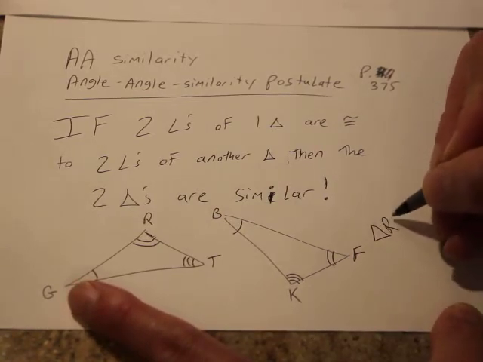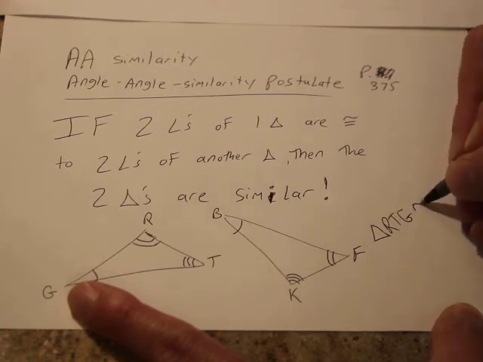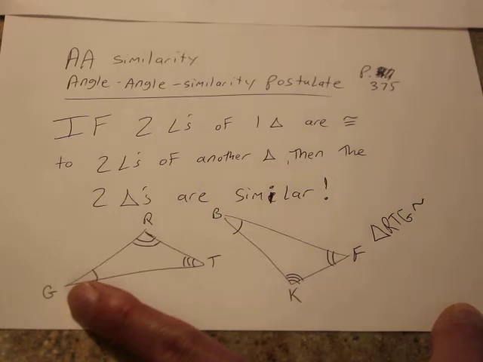Well, I'm going to name the first triangle however I want. I'm going to call it triangle RTG. And I'm going to say that that is similar to, and I'm going to put my similarity symbol there. And now I cannot just put the other angles in any order I want. They have to match up. So how do they match up?